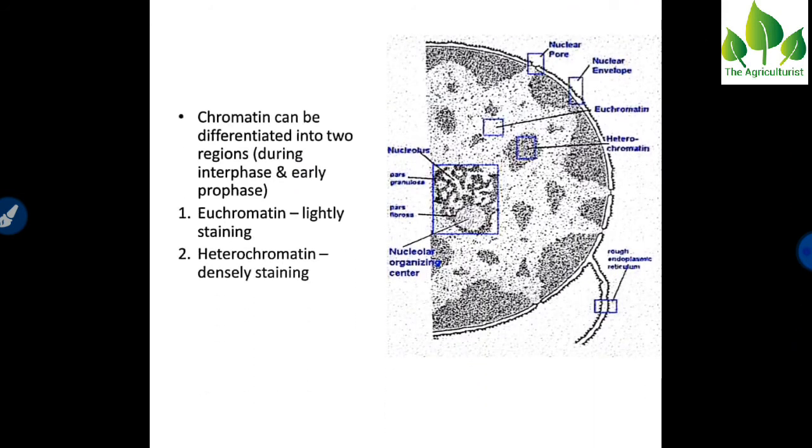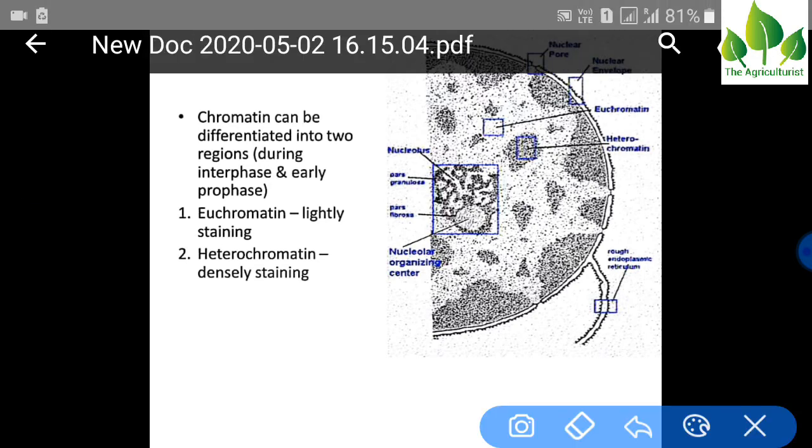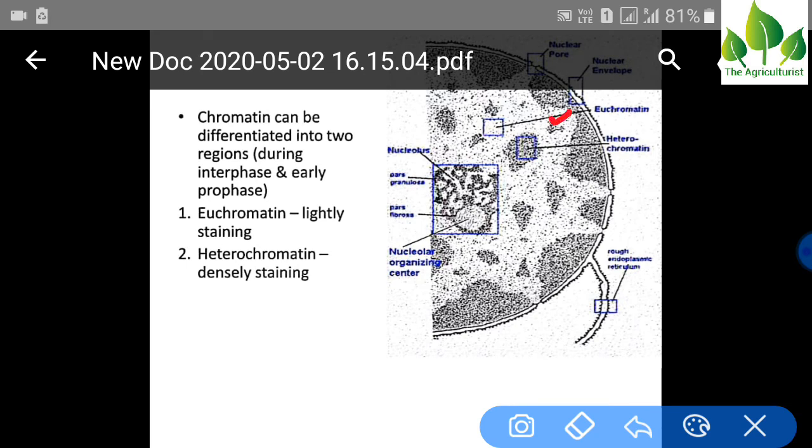Chromatin can be differentiated into two regions during interphase and early prophase. These are euchromatin, the lightly stained region, and heterochromatin, the densely stained region. As you are watching here, the blackish part is known as the heterochromatin region, and the light stained region is the less dense region.